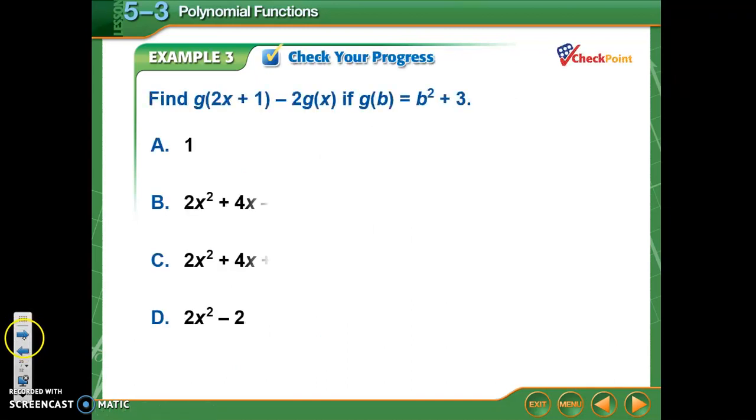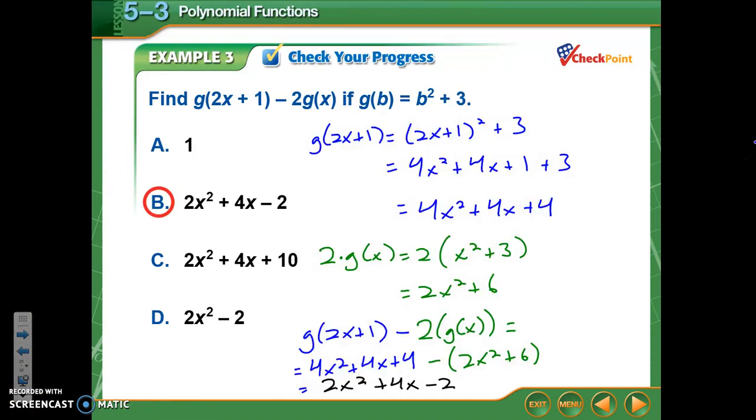All right, now I want you guys to try this one. All right, here your answer should be B. And there's the work if you need to check that out.